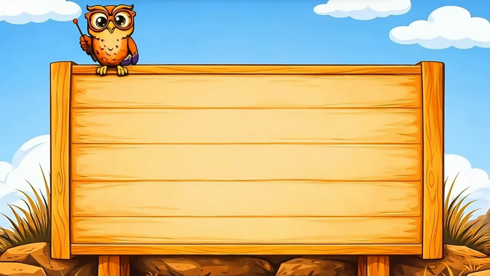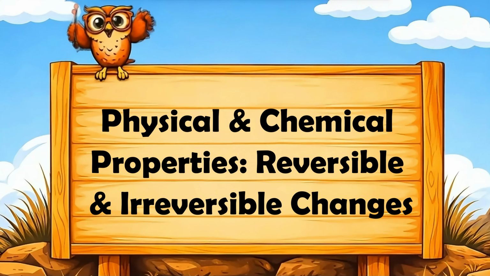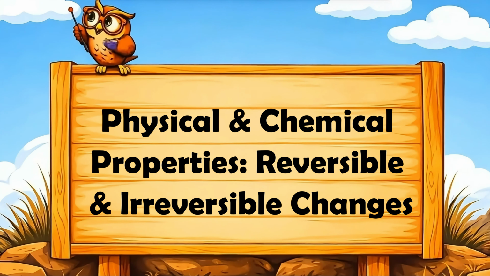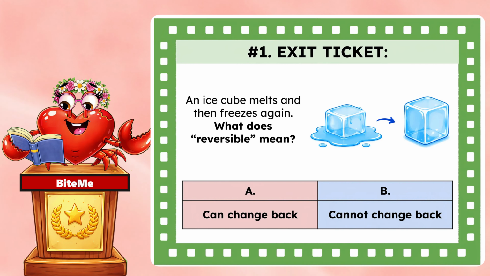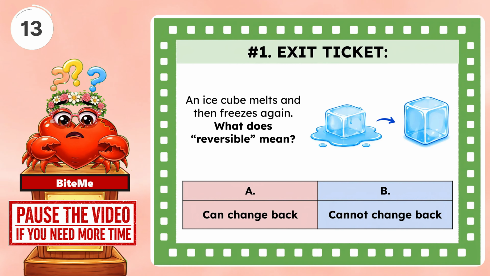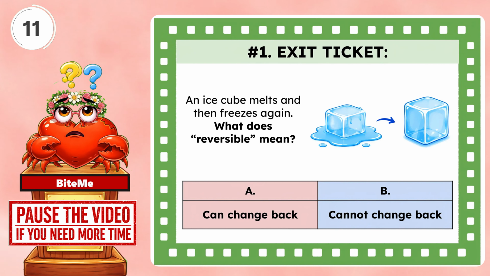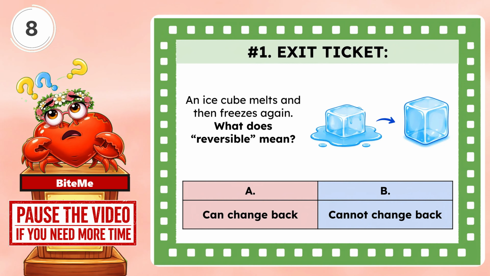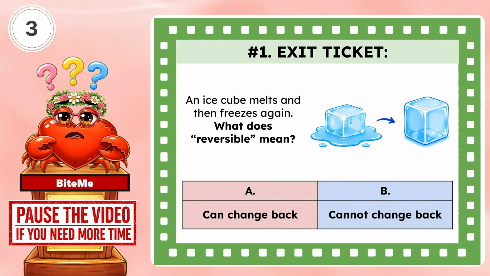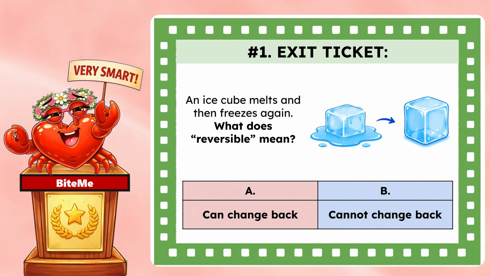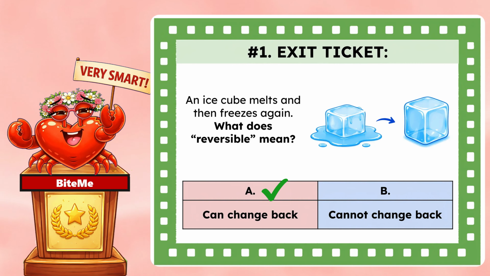Our lesson for today is about physical and chemical properties, reversible and irreversible changes. Let's begin. An ice cube melts and then freezes again. What does reversible mean? And the correct answer is letter A, can change back.